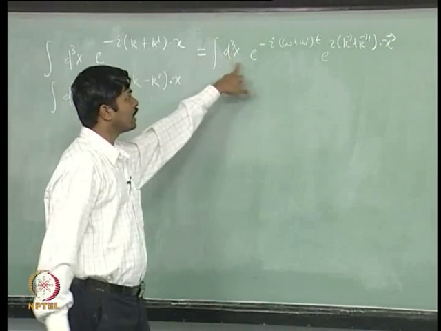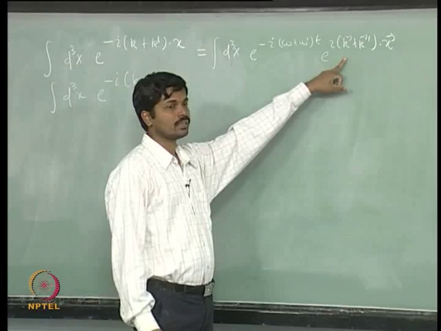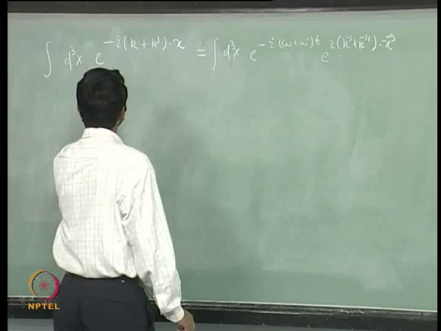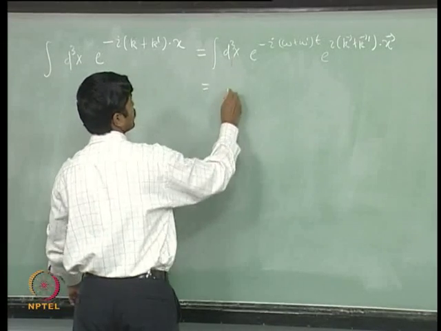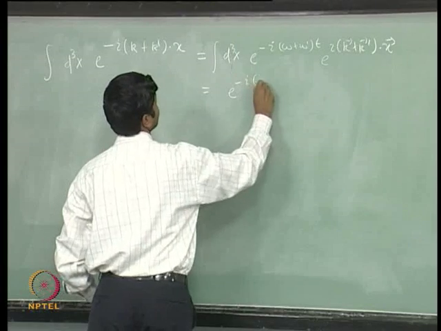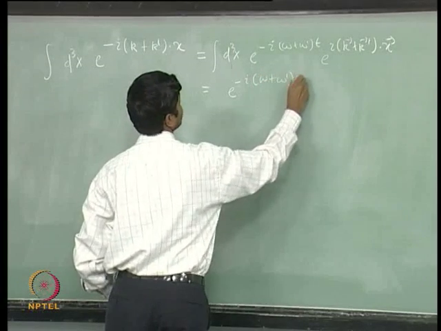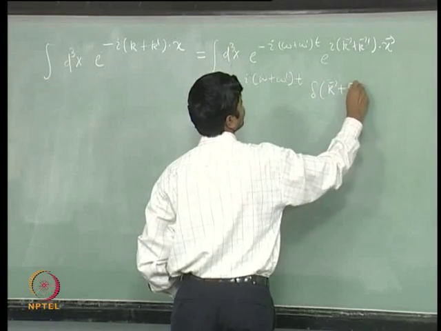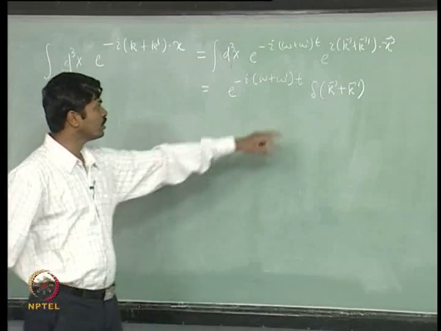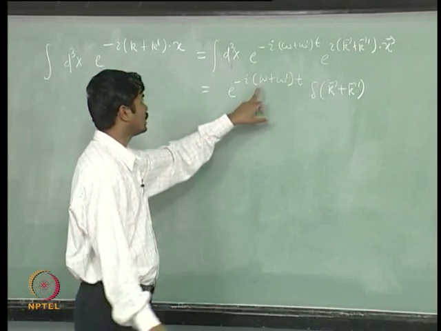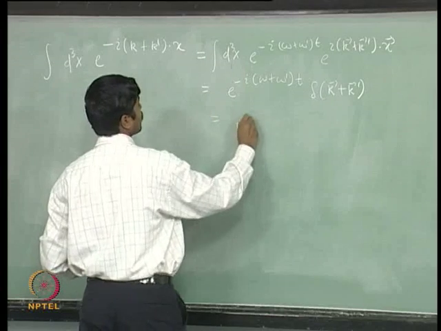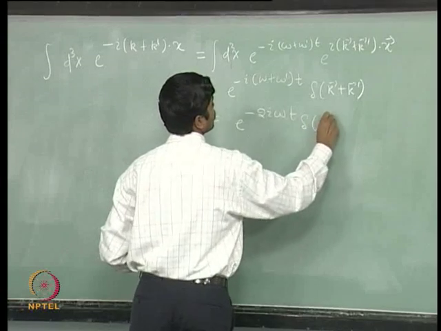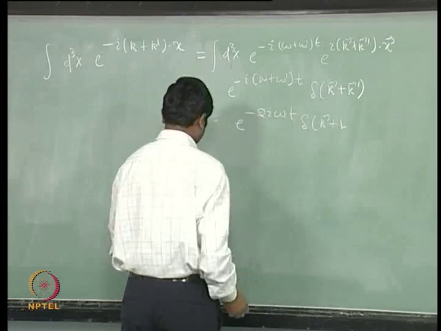Now, I can carry out this x integration here. When I carry out the x integration, this term will give me e^(-i(ω+ω')t) delta of (k+k'). When I use this delta, this result will simply become e^(-2iωt) delta of (k+k').